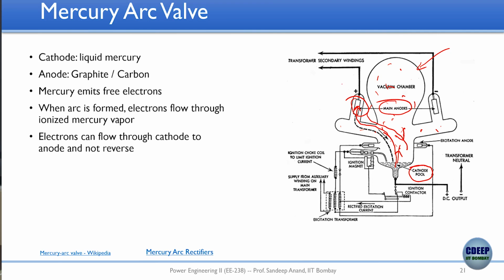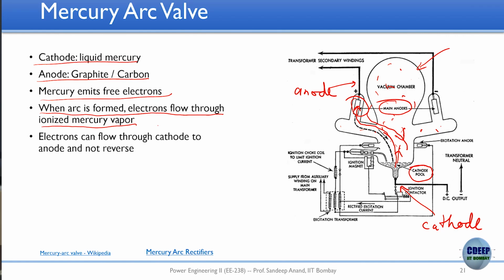And you can imagine what kind of device this sounds like. Have you seen any other device very similar to this? Diodes. It's like a primitive diode, if you want to call it. This is the anode, and the same nomenclature we use in diodes as well. And this other one we call the cathode. The cathode is made of liquid mercury, the anode is graphite or carbon, and mercury emits free electrons. When an arc gets formed, the electrons flow through the ionized mercury vapor to the anode, and that's what makes it behave as a diode.